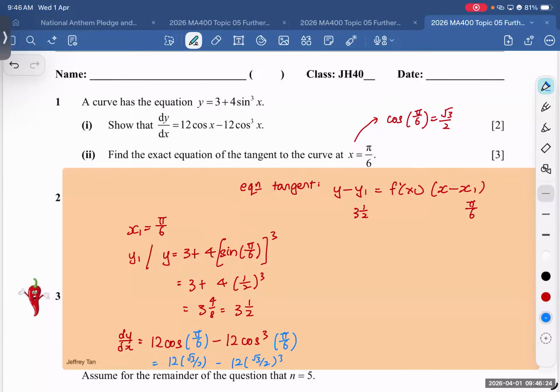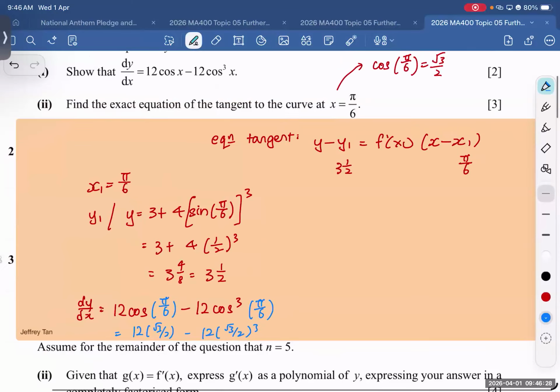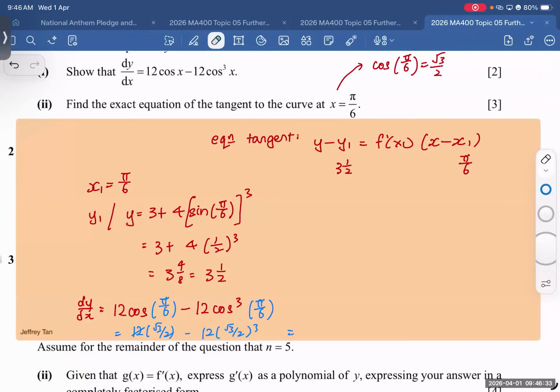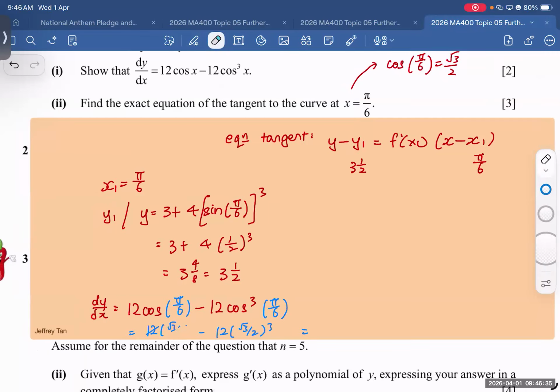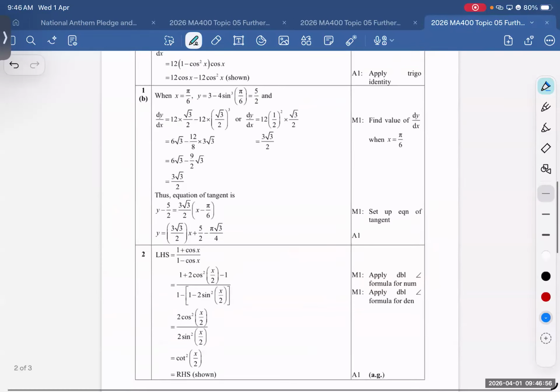Now because they want exact, we have to leave it in exact form. Cancel this, I think you have 6. Is it 6? No, don't say 7. Okay, so 6 square root 3 minus 12 times 3 over 4 is 36 over 4, which is 9. 9 over 2. 9 square root 3 over 2. I hope I'm correct.